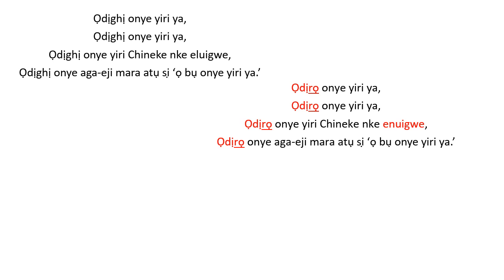Ọ dịrị onye yiri ya, ọ dịrị onye yiri ya, ọ dịrị onye yiri Chineke nke n'igwe, ọ dịrị onye a ga-eji mara atụ sị ọ bụ onye yiri ya.